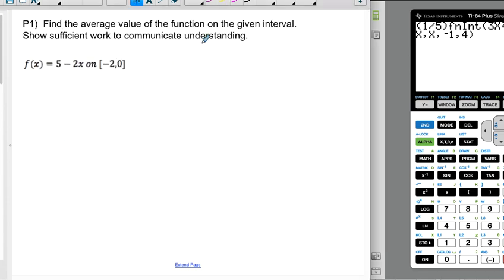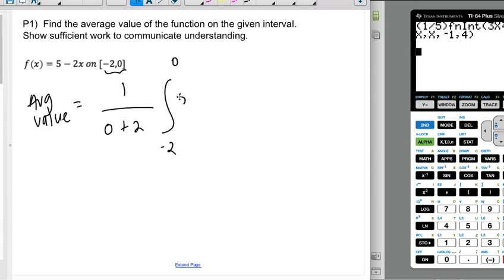Go ahead and try a P1. Same thing. You should be able to do this one by hand. You're definitely welcome to check it on a calculator, and you really should. Pause me if you don't want me to do it. So the average value is going to be, here my interval is -2 to 0, so 1 over 0 minus a -2, the integral from -2 to 0 of 5 minus 2x dx, right?